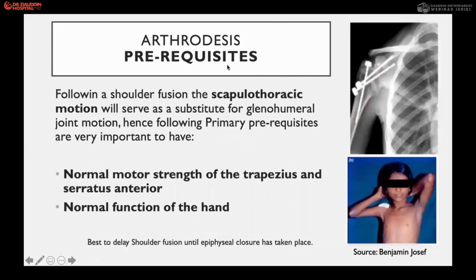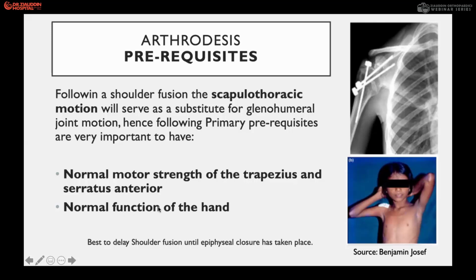Then there is shoulder arthrodesis, which can be of three types: intra-articular, extra-articular, and the combined extra-articular and intra-articular. When you do the shoulder arthrodesis, good scapulothoracic motion is to be restored, but there are prerequisites. Prerequisites are normal motor strength of the trapezius and the serratus anterior, which can lift the limb, and a normally functioning hand.